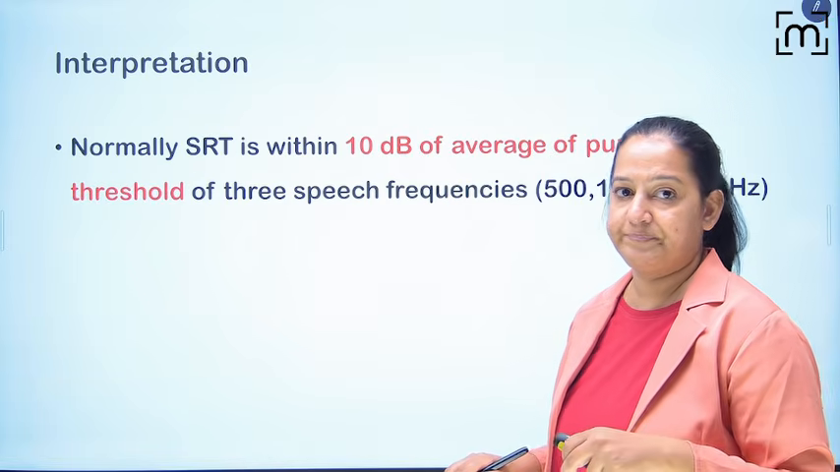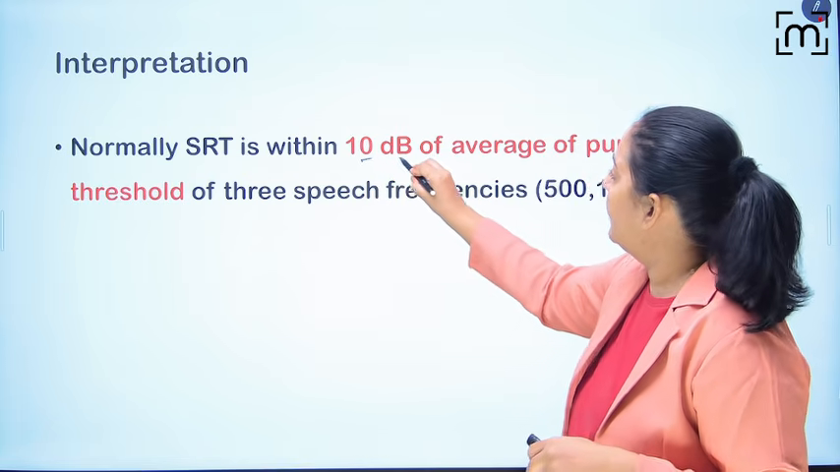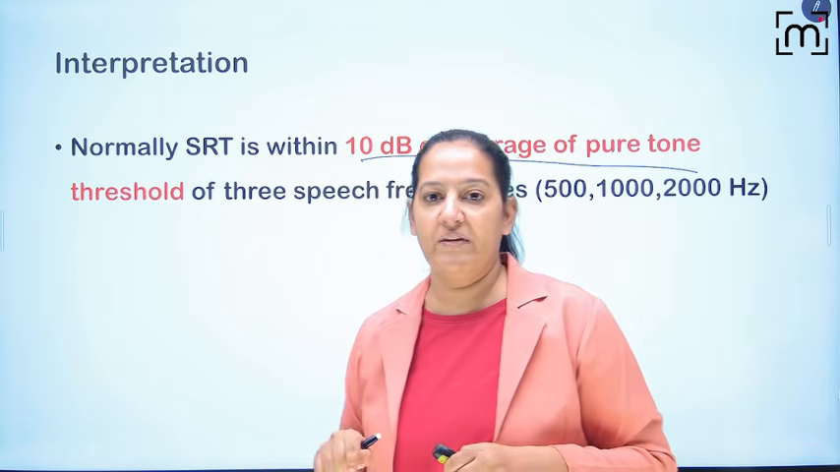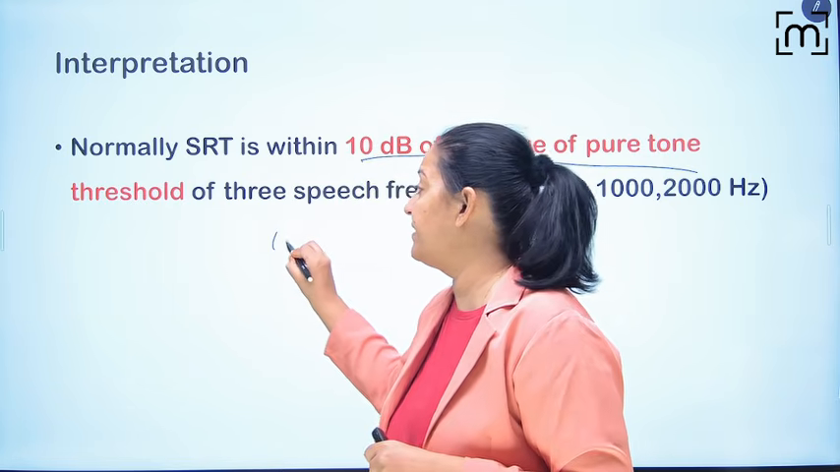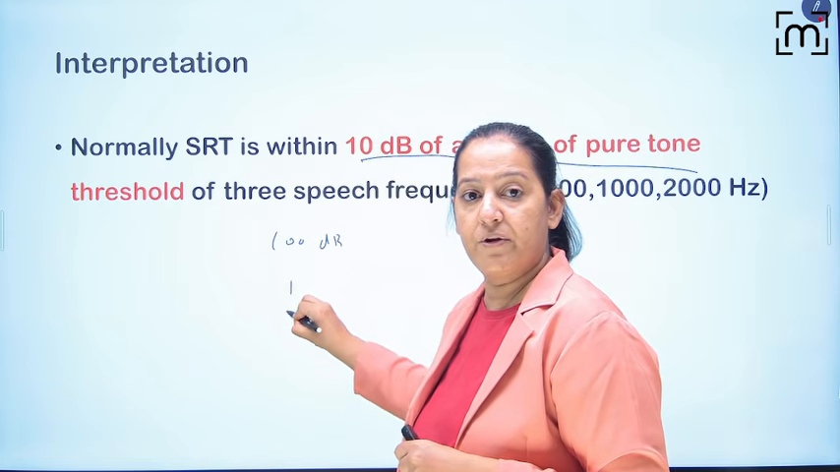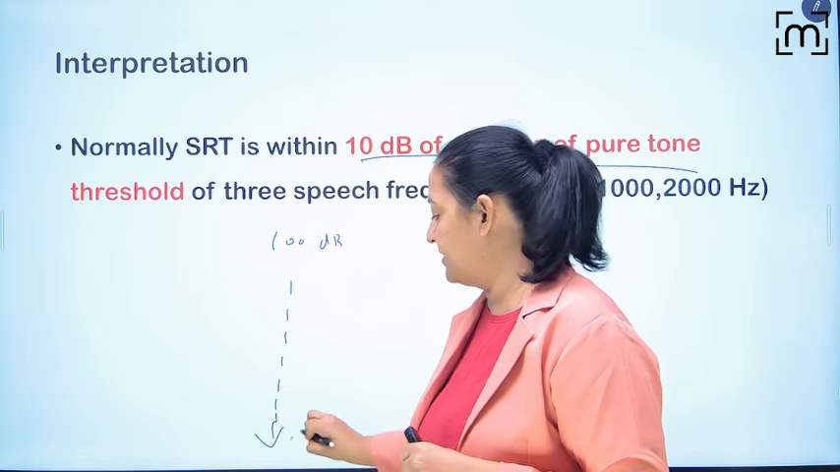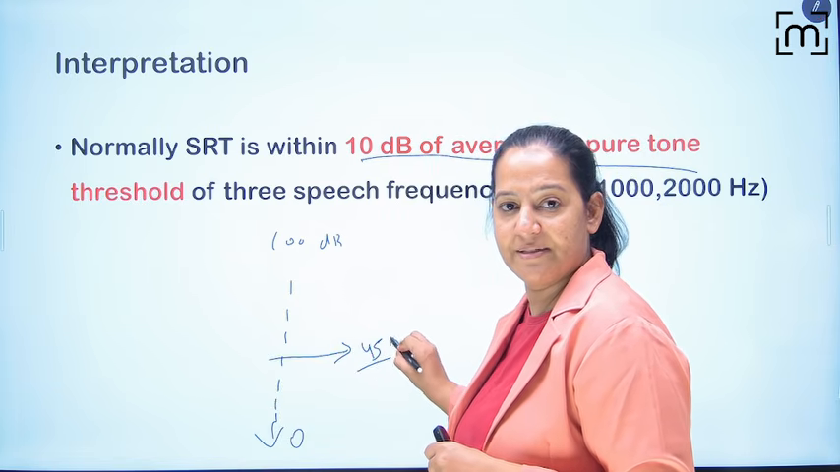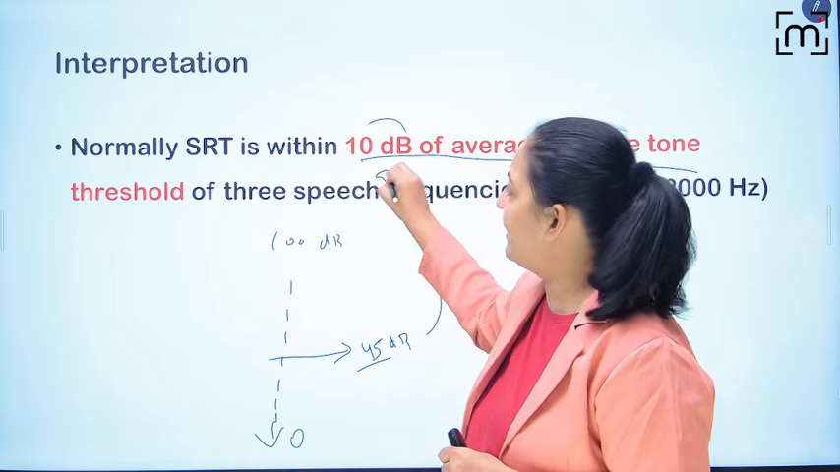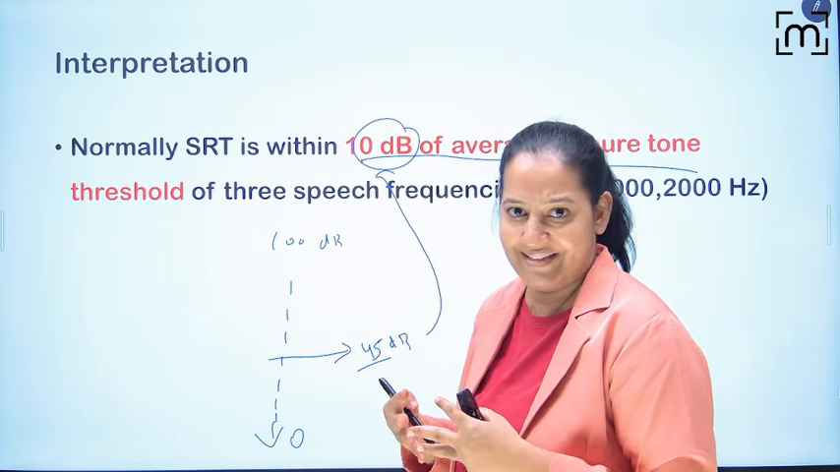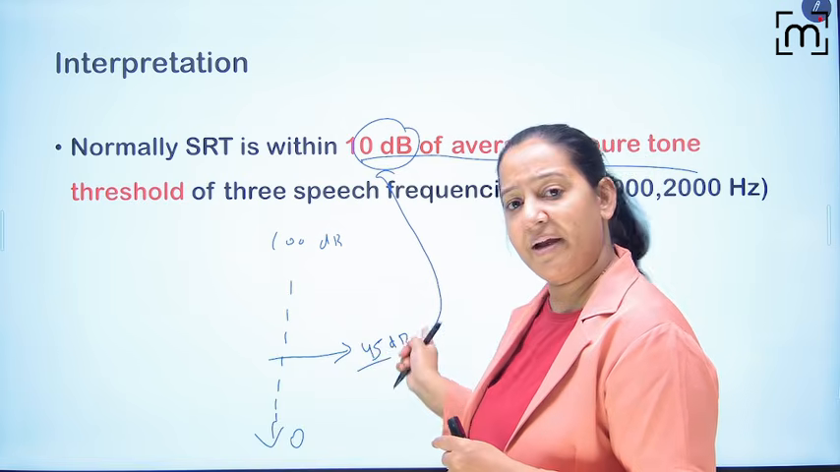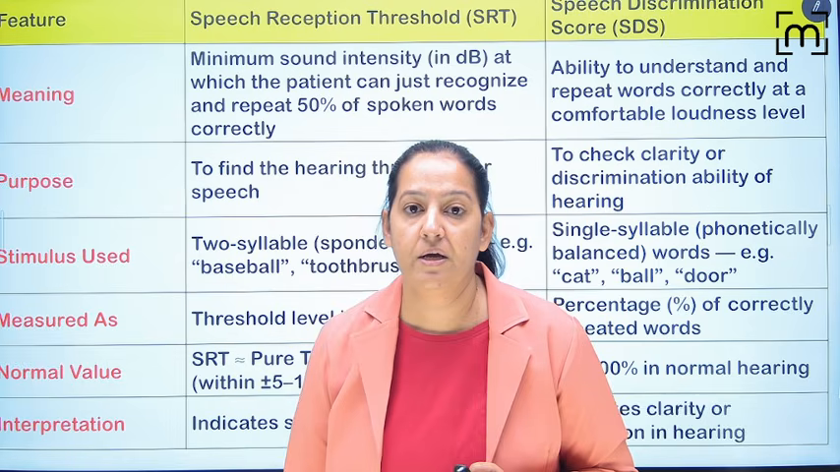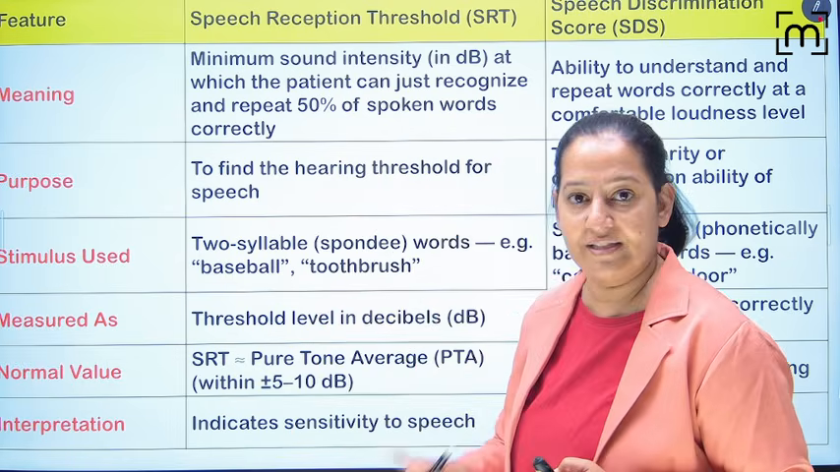Here SRT is within 10 decibel of the pure tone threshold. In pure tone audiometry also we calculate the threshold. We start with 100 decibel, reduce it, and go down to 0. For example, if the patient recognizes 50% of the sound at 45 decibel, then here also the answer will be within 10 decibel of 45. They coincide, so it will be plus or minus 10 decibel. The speech recognition threshold we have done. This is the first test.